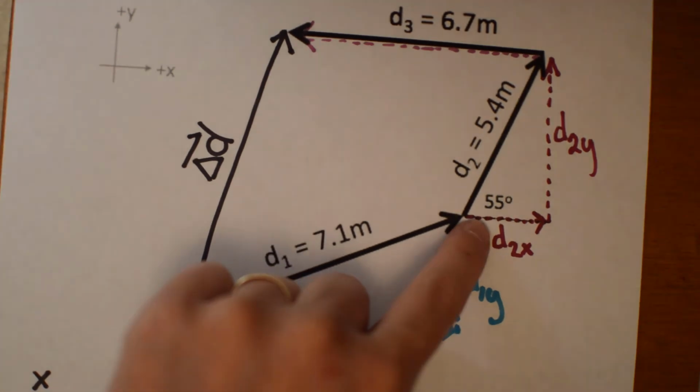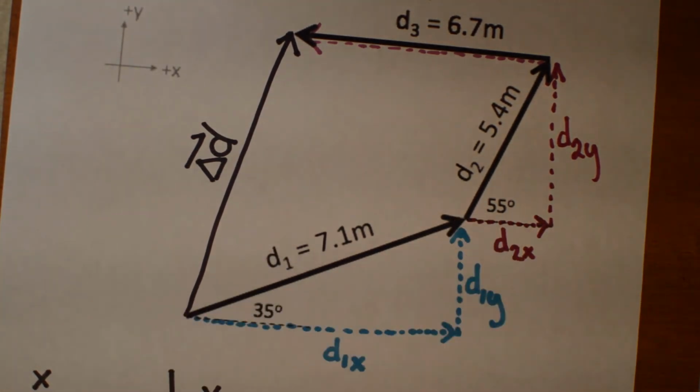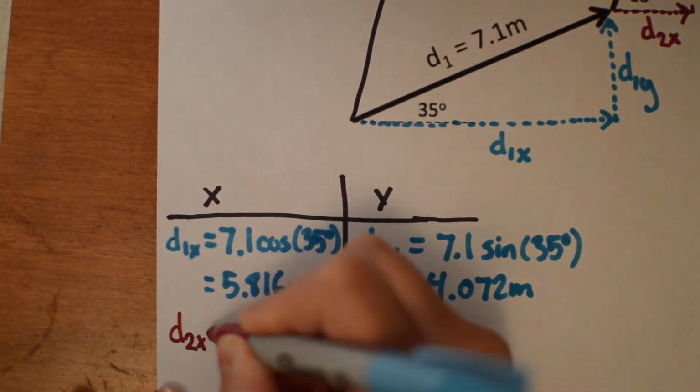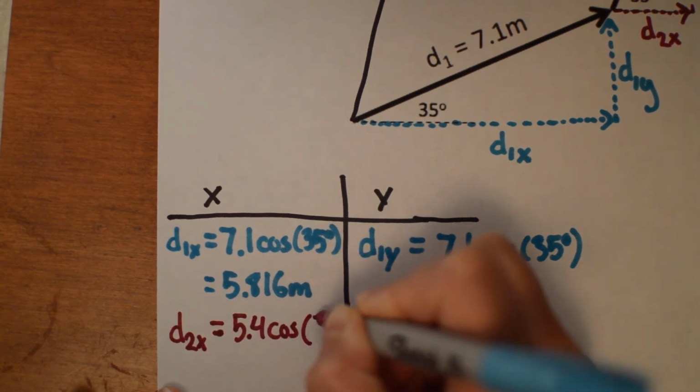All right, then let's go on to our D2. D2 has an x component, which is close to my angle, right? So cos is close, so that's going to be a cos. So D2x will be 5.4 cos of 55 degrees.